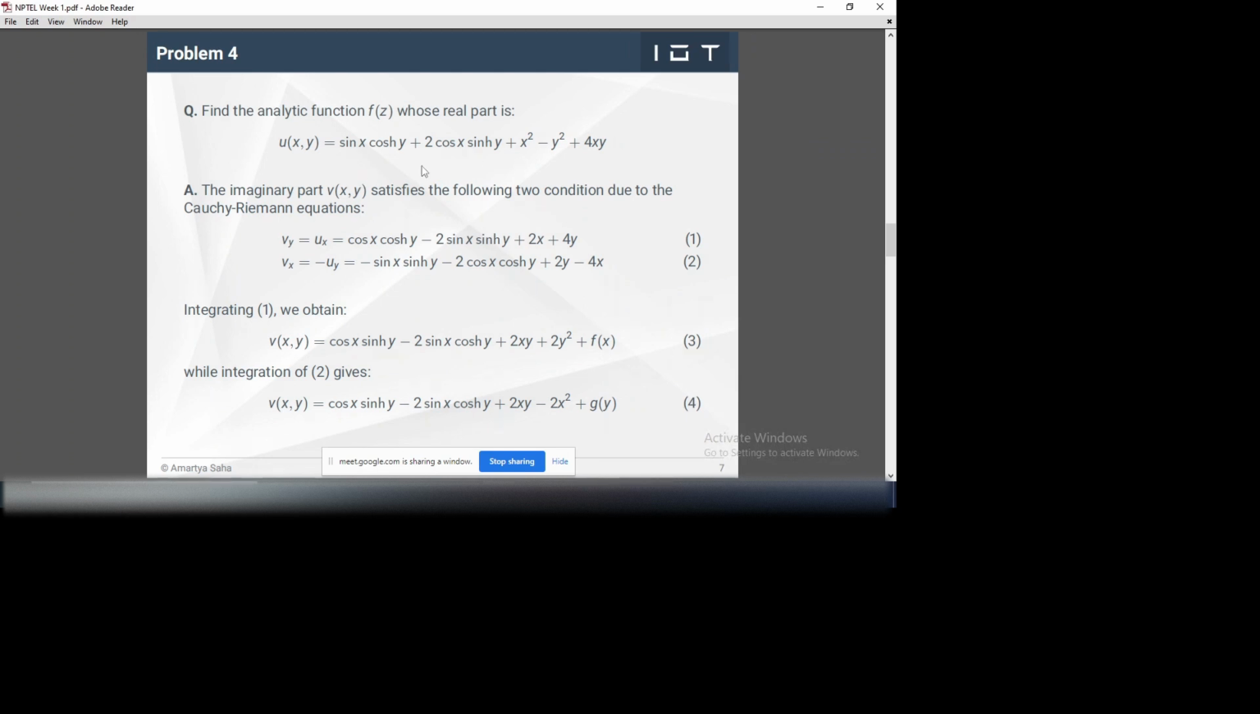So let us try to find v(x,y) first, the imaginary part. From the Cauchy-Riemann equations, v_y is u_x, and then we directly calculate the partial derivative of u with respect to x. You can convince yourself that this leads us to equation 1. And similarly, v_x will be equal to minus u_y, and by calculating the partial derivative of u with respect to y, we are led to equation 2. Again, this is straightforward differentiation.